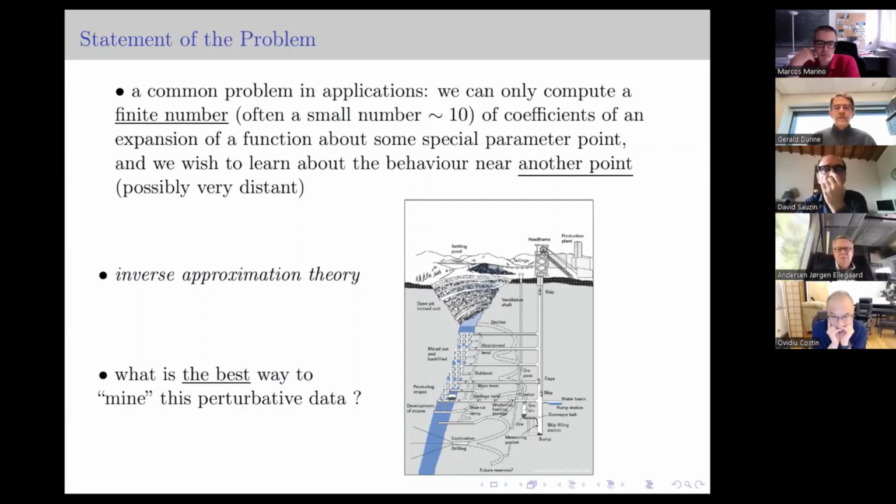And physicists are, of course, very creative, and they think of certain methods to work in certain cases. But I want to ask the more general question: is there something consistent that we can do? So we can term this inverse approximation theory, where you're given some information about a function, and you want to try and rebuild the function as globally and as precisely as possible. So the question is, is there a best way to mine this limited data to learn something?